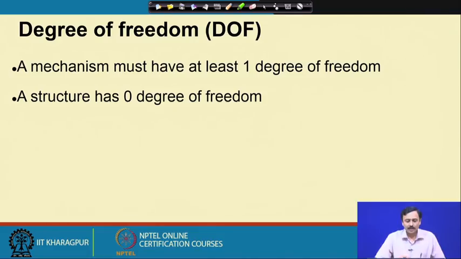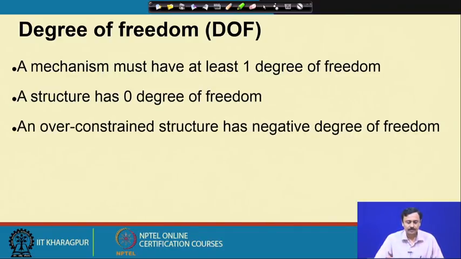Now, what is a structure? A structure is something that cannot move. So, a structure must have 0 degrees of freedom. Now, if you calculate the degree of freedom and find it to be negative, it can happen in certain cases, we will see very soon, it means that it is an over constrained structure.